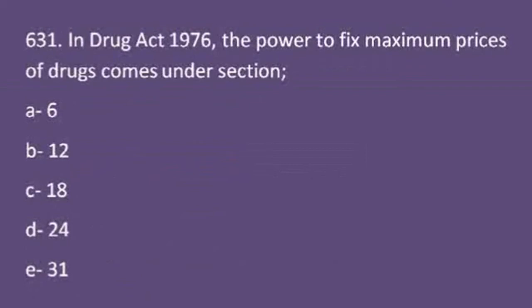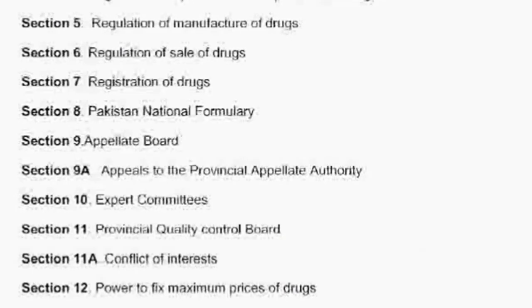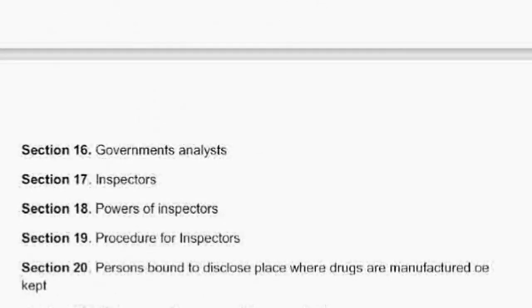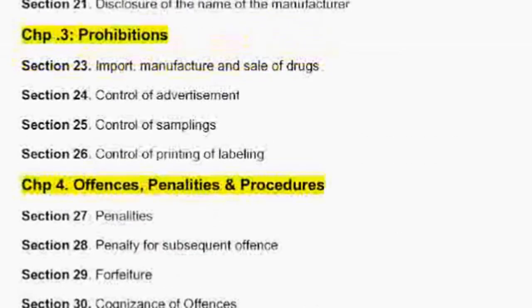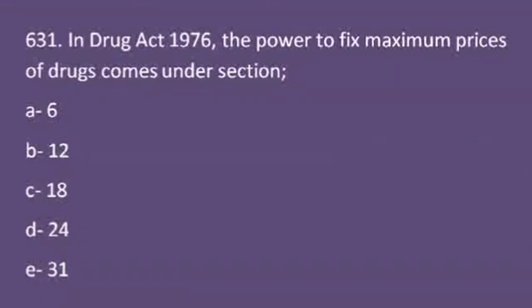Now the next MCQ. In Drug Act 1976, the power to fix maximum prices of drugs comes under section. So options are 6, 12, 18, 24 and 31. Actually, Section 6 is for regulation of sale of drugs. Section 12 is for power to fix maximum prices of drugs. Section 18 is for powers of inspectors. Section 24 is for control of advertisement. And Section 31 is for drug courts. So in this question, the power to fix maximum prices of drugs comes under Section 12. So B is our correct option here.